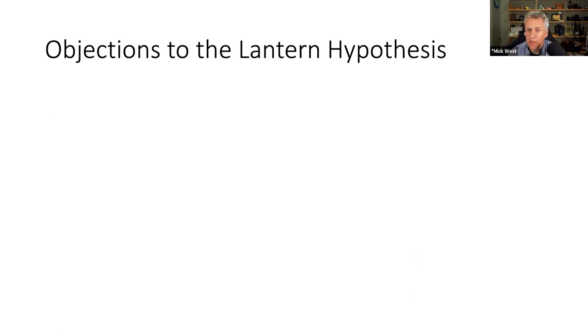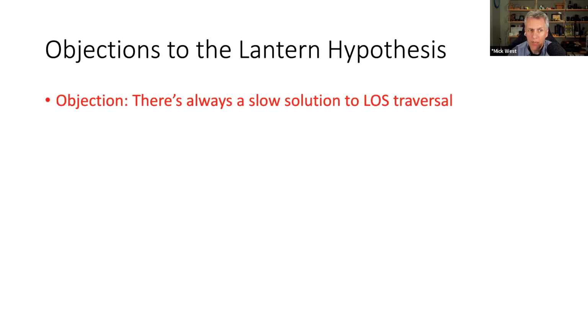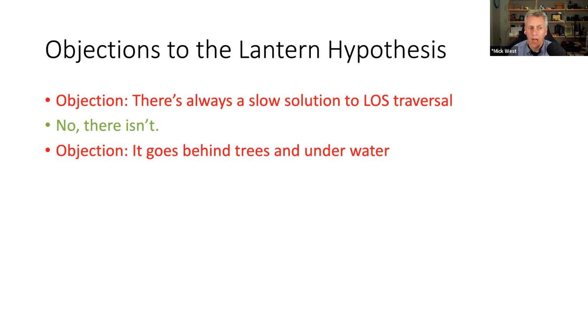It's a complicated event. I don't have much time here, but very quickly going over the objections. The one objection is that there's always a slow solution to line of sight traversal. That's not really true. There isn't always a slow solution with constant speed in a straight line. An objection is that it goes behind trees and underwater, and that's kind of up in the air. It's not really necessarily true.